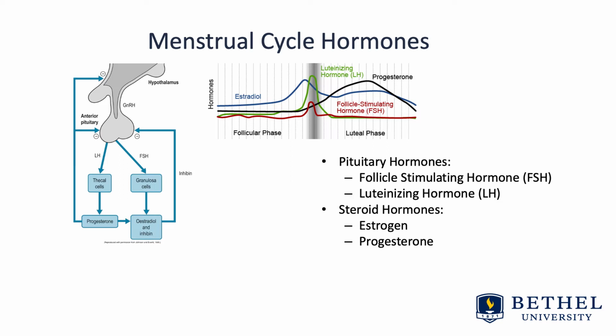So let's look at the diagram here on the left. So we have the hypothalamus in the brain, and that's going to release GnRH, or gonadotropin releasing hormone. Gonadotropin releasing hormone is going to act on the anterior pituitary gland to release both LH and FSH. LH and FSH both act on the ovaries. LH acts on the thecal cells, while FSH is acting on the granulosa cells of the ovary. Those in turn will cause progesterone and estrogen to be made.